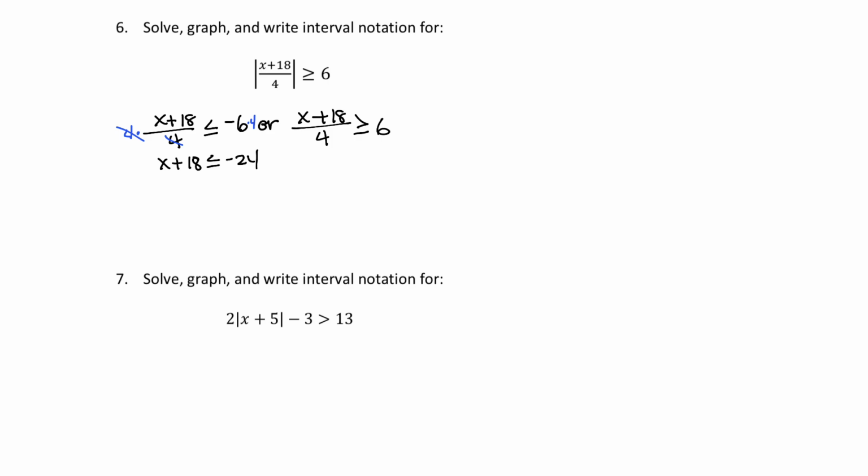Okay, here we don't have to worry about the fact that it's a negative because there are no absolute values anymore. We dropped them. So we're just going to keep solving. Okay, so minus 18 minus 18, and we get x is less than or equal to negative 42. Okay, other side is times by 4 times by 4. X plus 18 is greater than or equal to 24, minus 18 on both sides. So we get x is greater than or equal to 6.